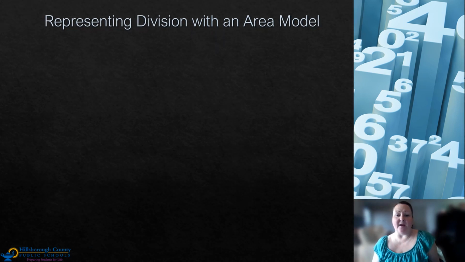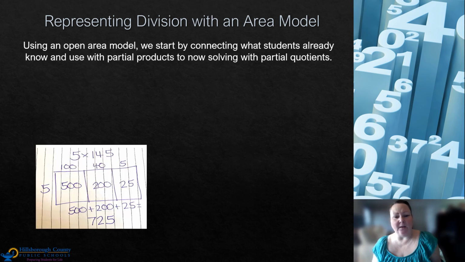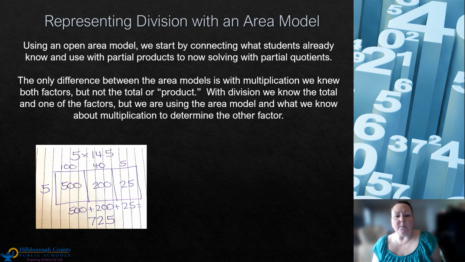So now that kids have had a sound understanding of moving from the base 10 blocks to the arrays to the open area models, now we're going to kind of continue with that. We want to make sure we're making connections to what they already understand about open area models with multiplication using partial products. Now we're doing that same strategy with partial quotients. We want them to compare and contrast and understand that both in multiplication, we didn't know the total or the product. We knew the factors, but not the total.